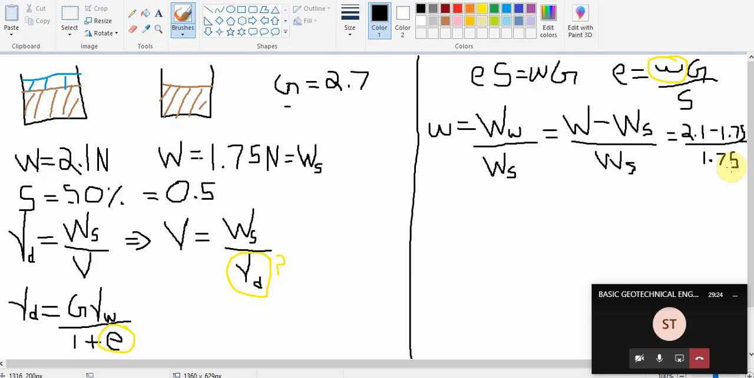Anyone? How much? 0.2. So water content is 0.2.